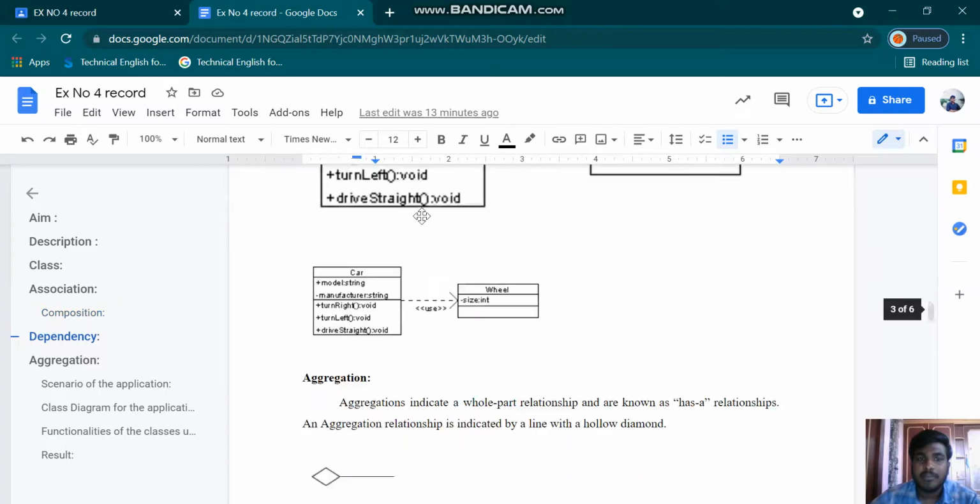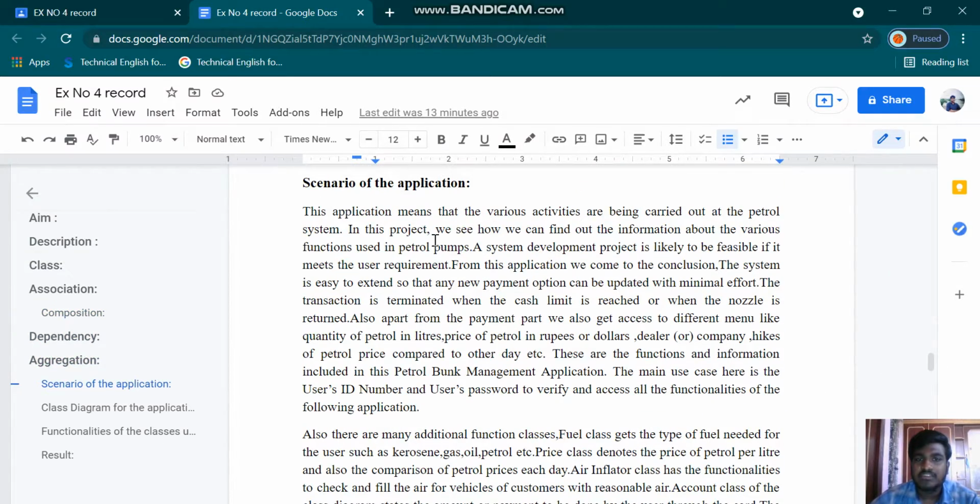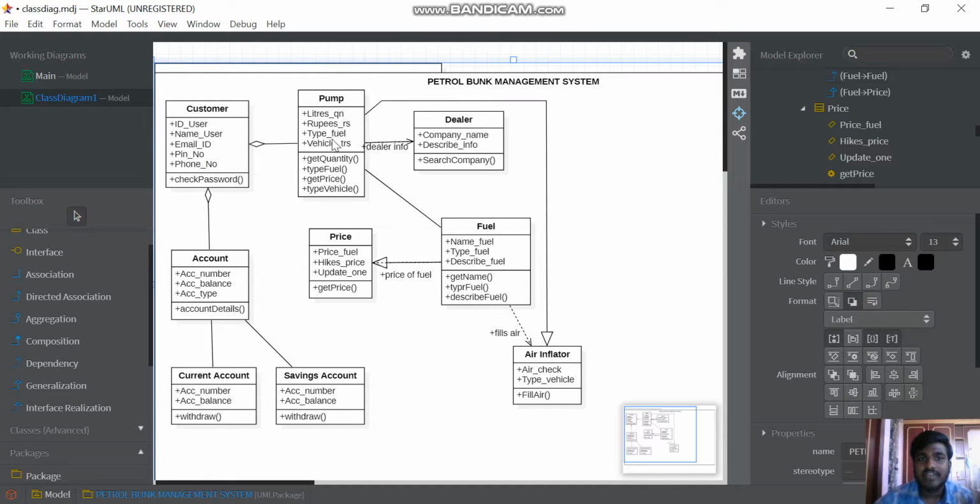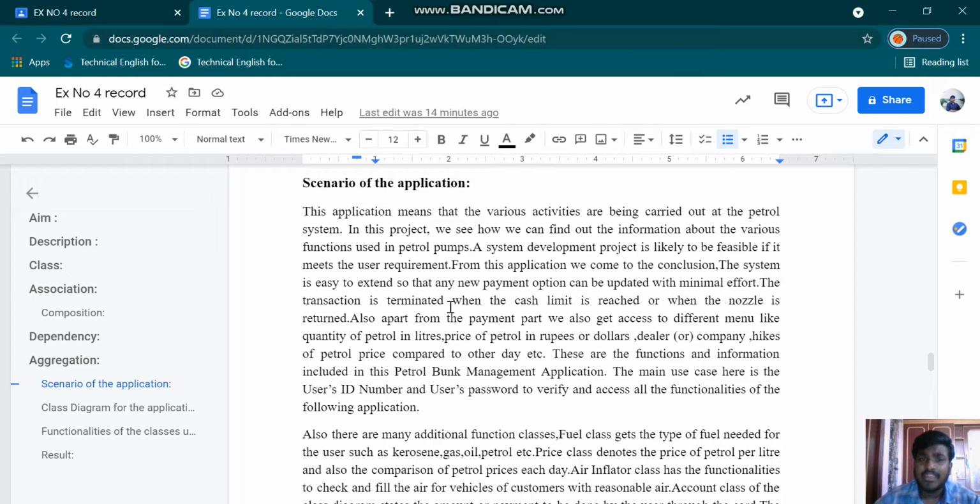Now coming to the scenario of this application, we all saw that various activities are carried out at a petrol bunk, such as liters, rupees, type of vehicle checking, type of fuel we are choosing, and the price of fuel according to the fuel, and the account we are paying from to the machine, current account, savings account, and finally we go to the air inflator for air. So in this application we see the transaction part, dealing part, company part, ID number, passwords, everything.